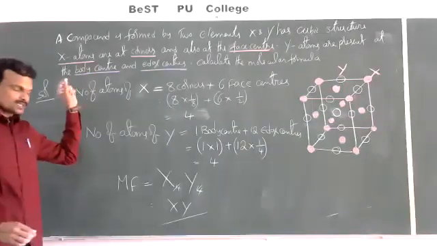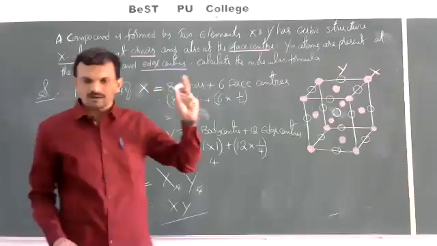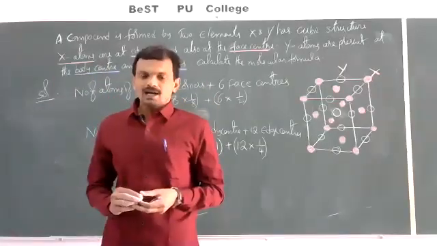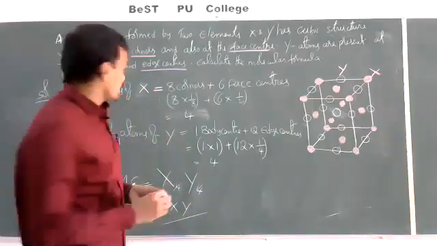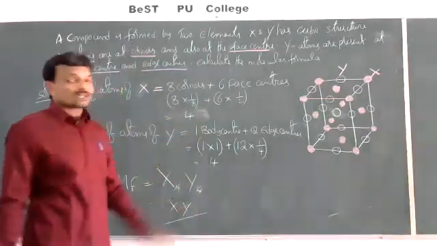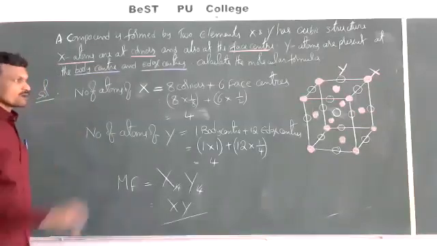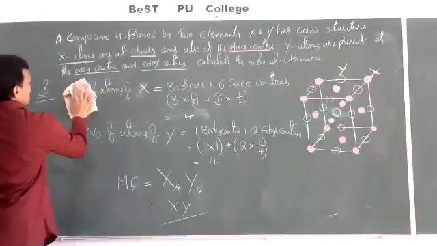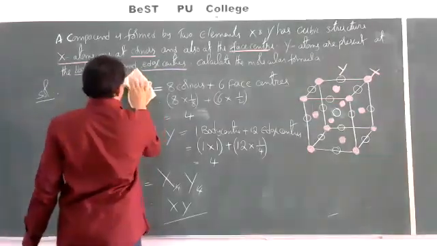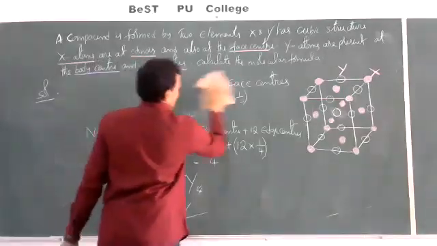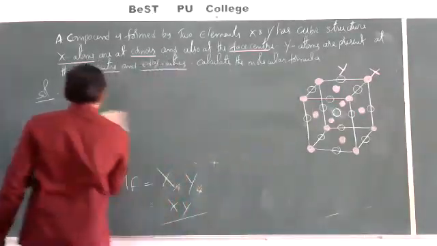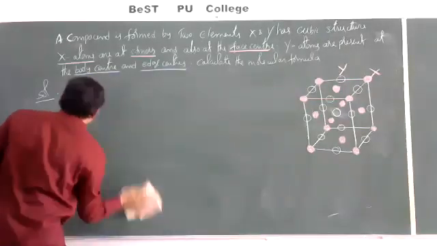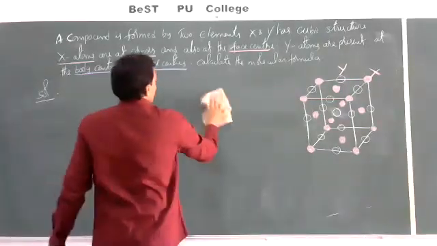So if a system consists of atoms of X at corners and face centers and atoms of Y are present at body center and edge centers, then the molecular formula of the compound is XY. This is one part. Now let us see some applications. That means, what is the molecular formula when a certain number of particles are removed at different positions? How does this stoichiometry vary, and based on that, how do we calculate the molecular formula?